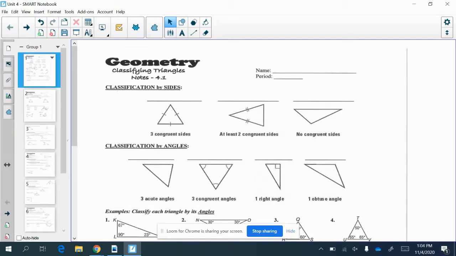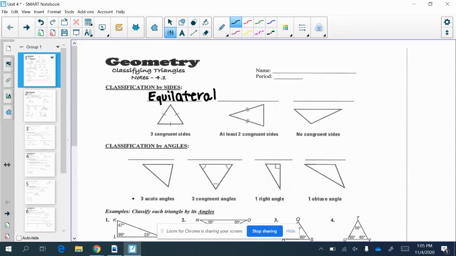So there are two different ways to classify triangles. We can classify them by sides or by angles. If we classify by sides, the first one is if we have three congruent sides, so three sides that have the same length. That is going to be an equilateral triangle. The next one is at least two congruent sides. That is an isosceles triangle. And if there are no congruent sides, that's a scalene triangle.